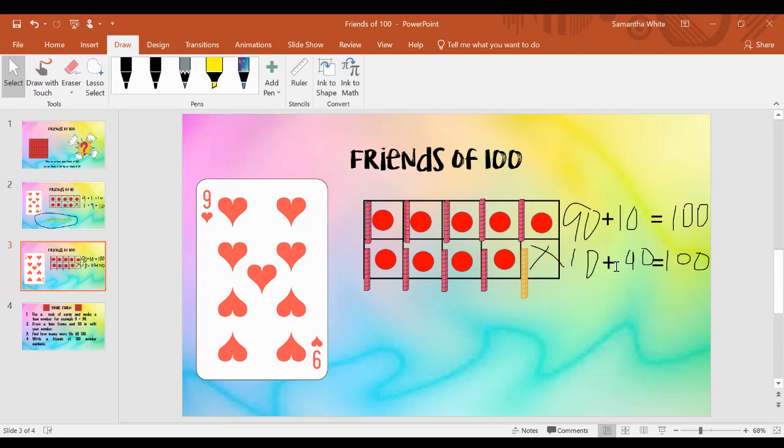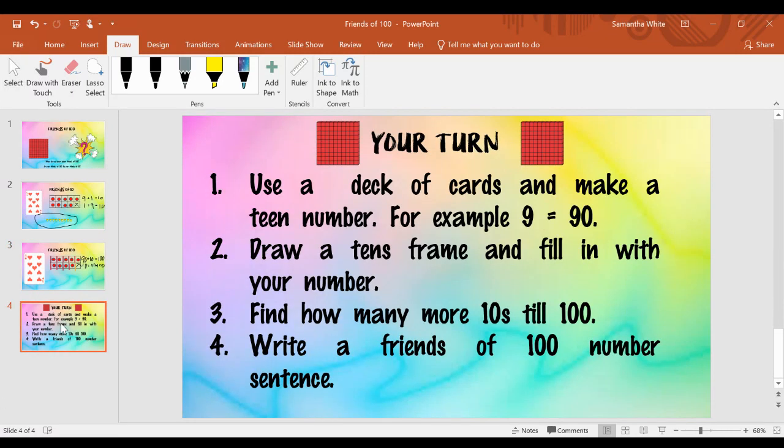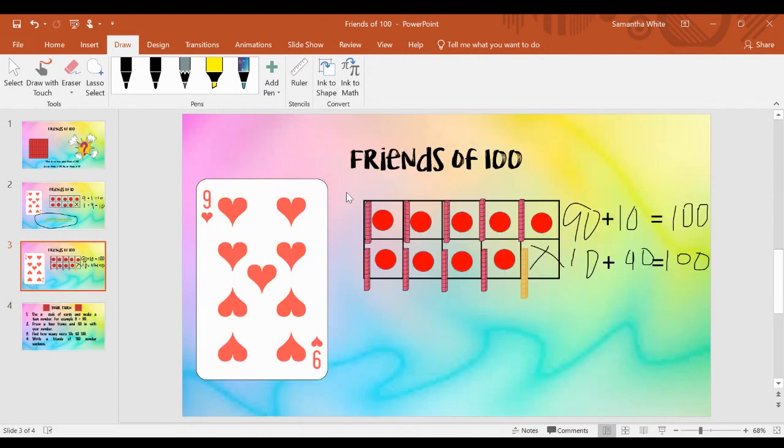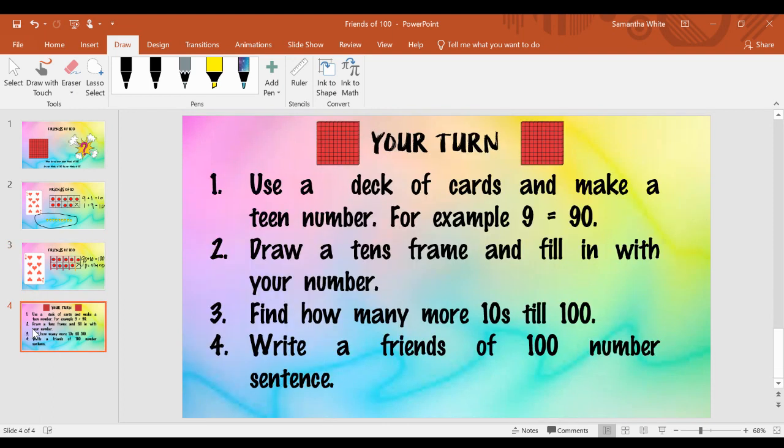So what you're going to be doing is you're going to have a go at this. You need a deck of cards, and you're going to use your deck of cards and make a tens number. So, for example, I'm going to flip over a number, and like Mrs. Allen did, I flipped over a 9, and that got me 90. You're going to draw a tens frame, and you're going to fill in your number. So, like Mrs. Allen did, I filled in my 9 on my tens frame, okay, which represented 90.